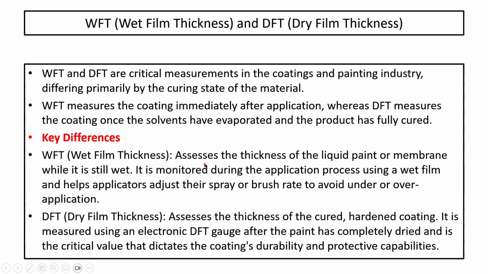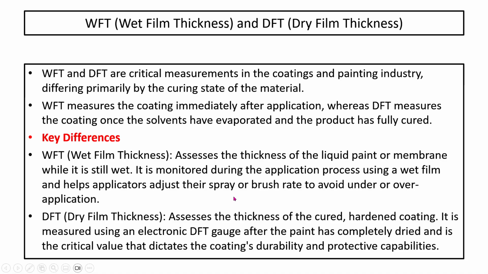Now, wet film thickness is measured on the liquid paint on the membrane while it is still wet, and it monitors the application process using a wet film gauge and helps to adjust the spray or brush rate to avoid under or over application. If there is over application, you make it uniform. If it is under application, you have to apply some more paint. That you can come to know once you measure the wet film thickness.